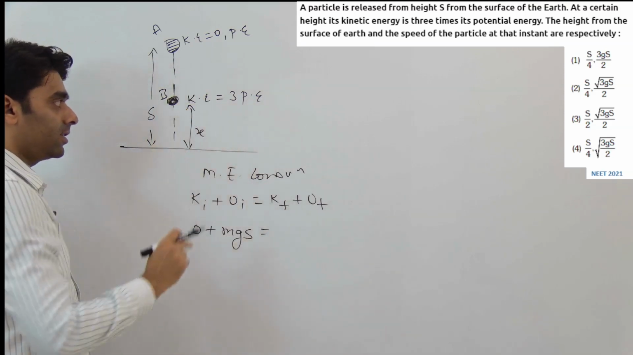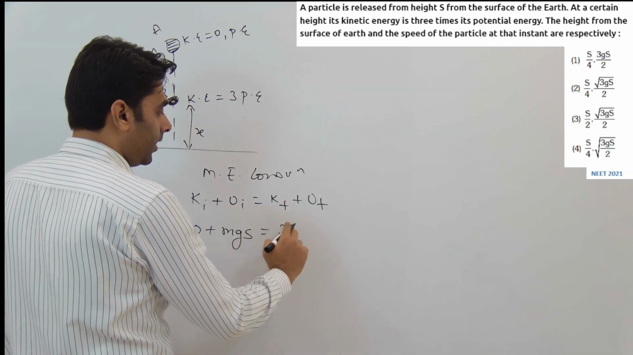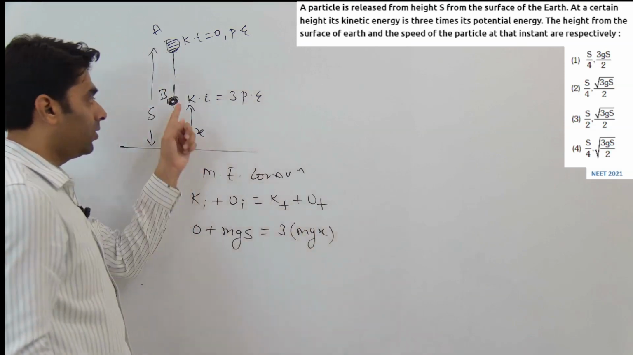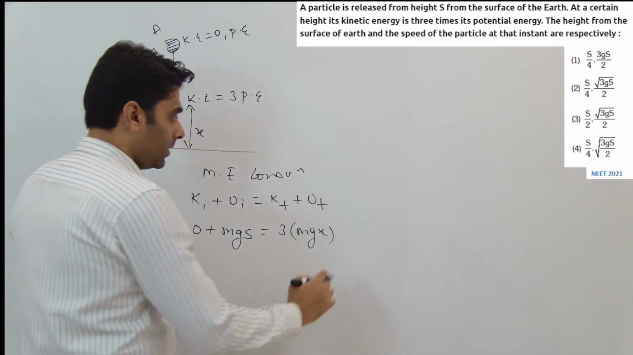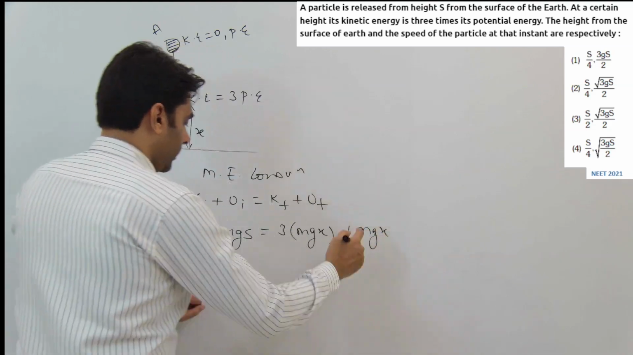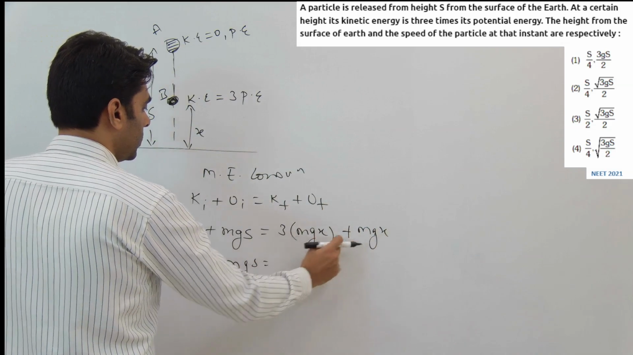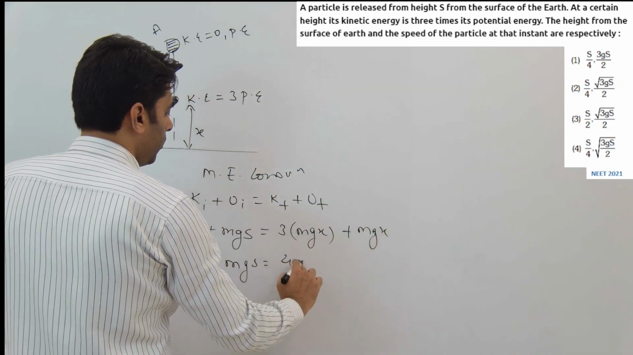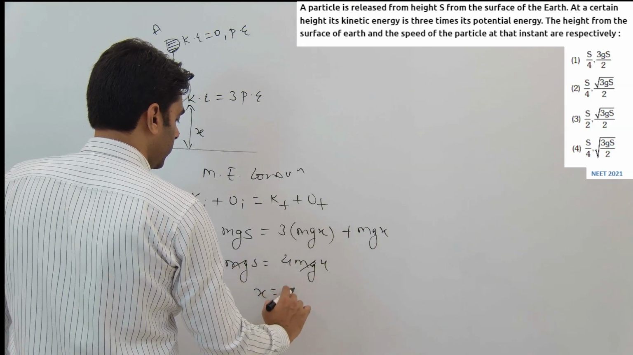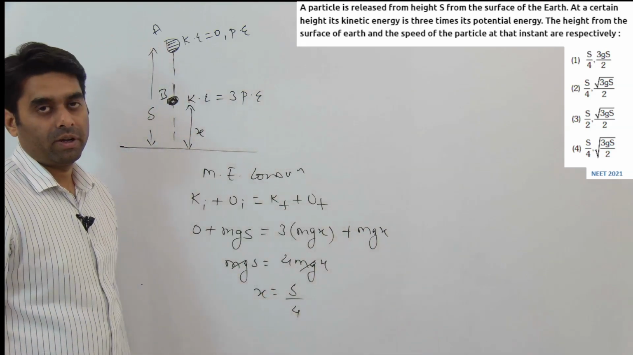Over here at a distance of x, kinetic energy is 3 times potential energy. So I can write 3 times mgx, x is the height of this point B, plus potential energy, which will be mgx. If we solve it, we get mgS is equal to 3mgx plus mgx, 4mgx. mg cancels, and the x value comes out to be S by 4. So the height is S by 4, we got it.